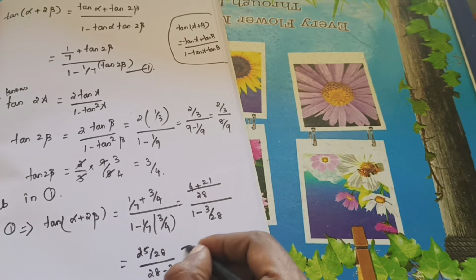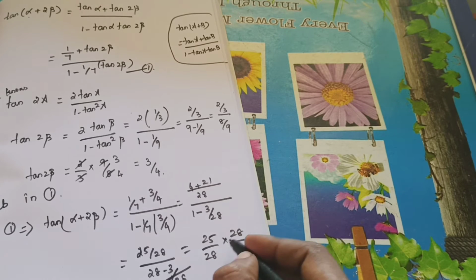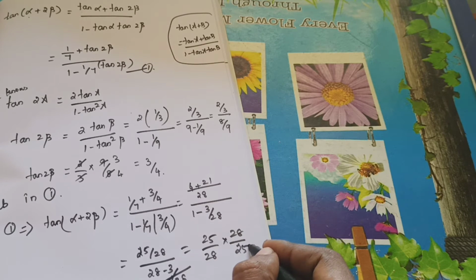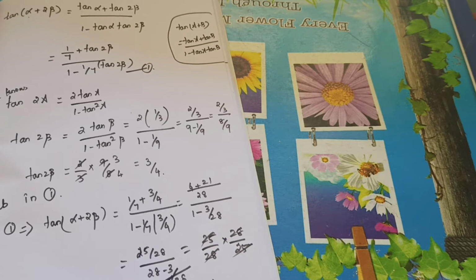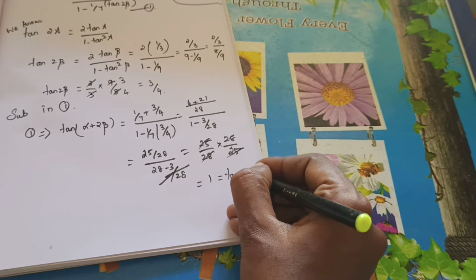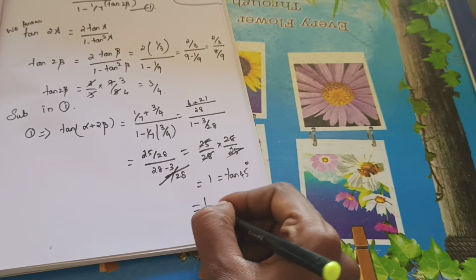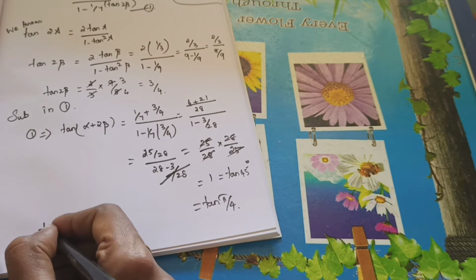So that's equal to 25 by 28 into 28 by 25. Okay, so what will happen? Everything will get cancelled, so that's equal to 1. So in which angle is tan 1? Equal to tan 45 degrees. How will you write this? Tan of pi by 4. So last we will find the answer.